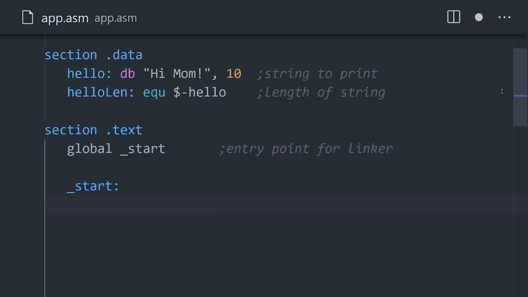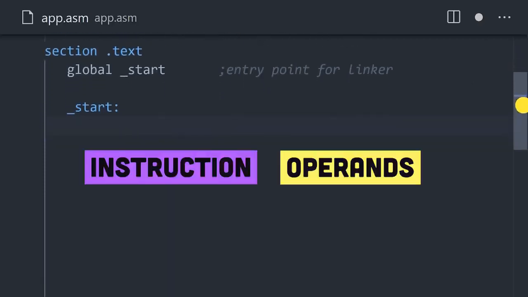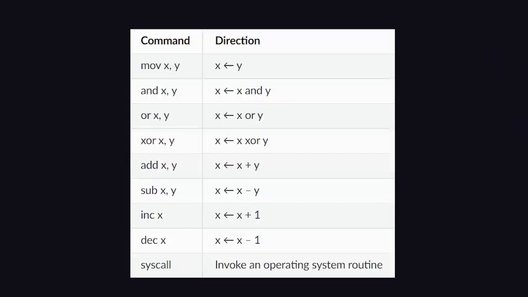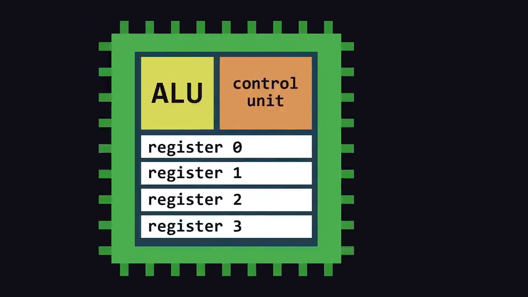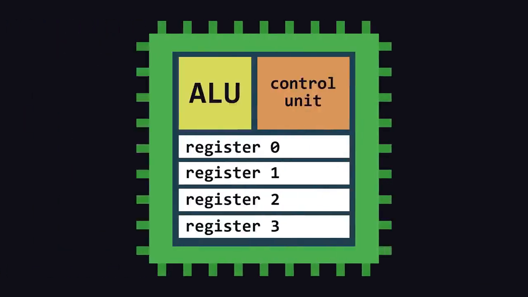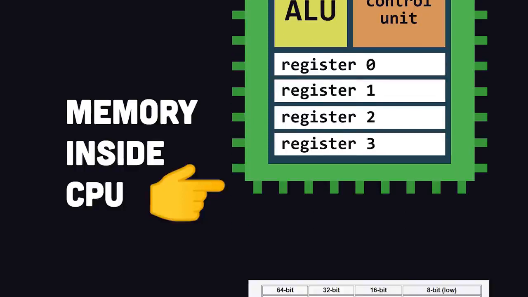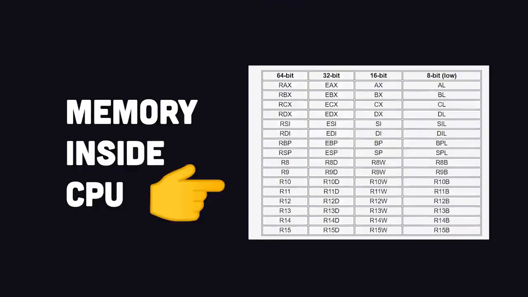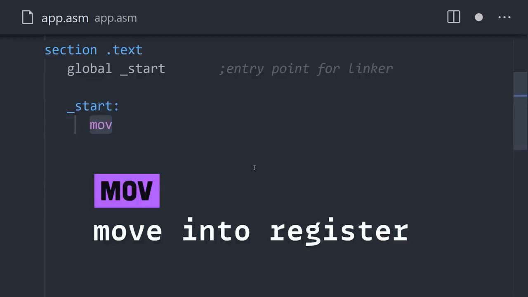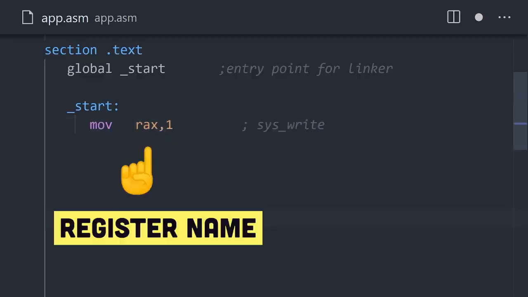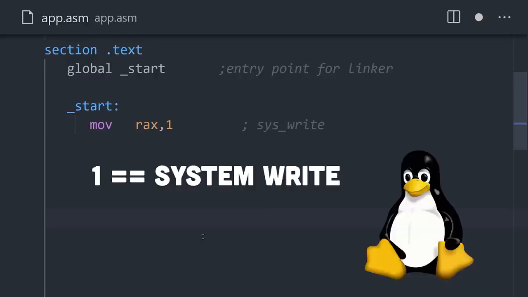In the main program, each line of code contains an instruction along with one or more operands, and there are hundreds of instructions built into the language. Now, to perform operations quickly, the CPU has a limited number of registers, which are like 64-bit chunks of memory built directly into the CPU instead of the RAM. We can insert data into a register with the move instruction by providing operands for the register name and the data to store there. In this case, number 1 is used because it corresponds to system write on Linux.